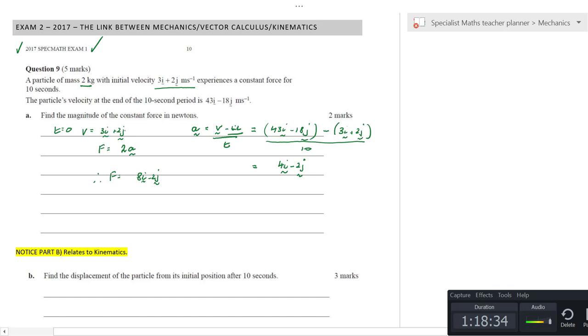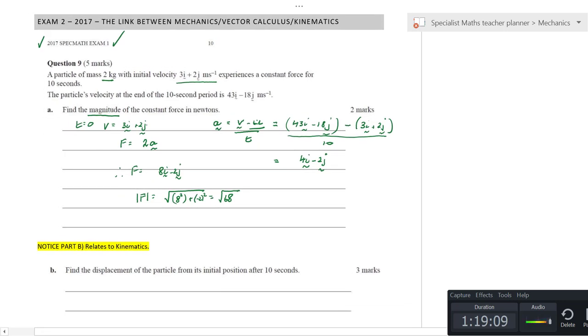But are we done yet? Well, force is a vector, so we've got force in some direction. The magnitude of the force is equal to the square root of 8 squared plus negative 2 squared, which is equal to 64 plus 4, 68. The square root of 68. Is that right? It says in newtons. So let's just have a think about this and see if this is the right answer.